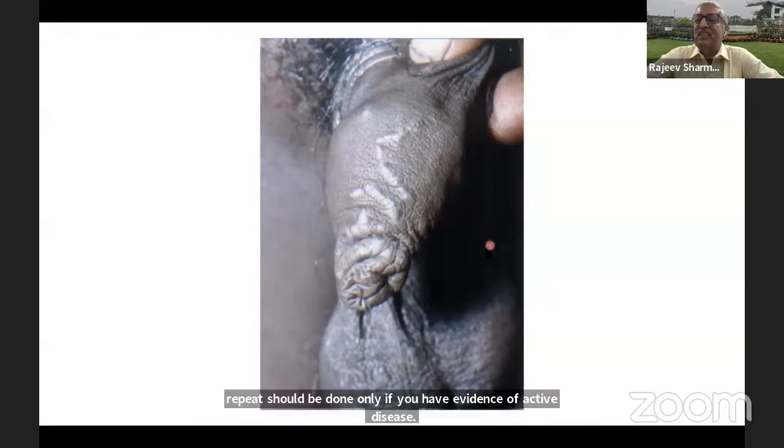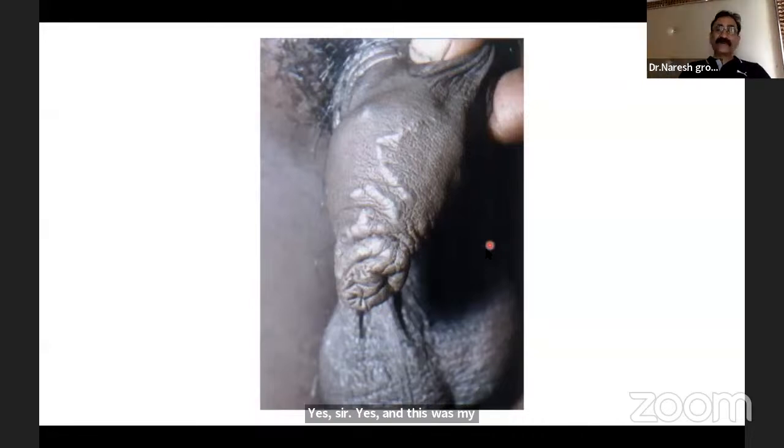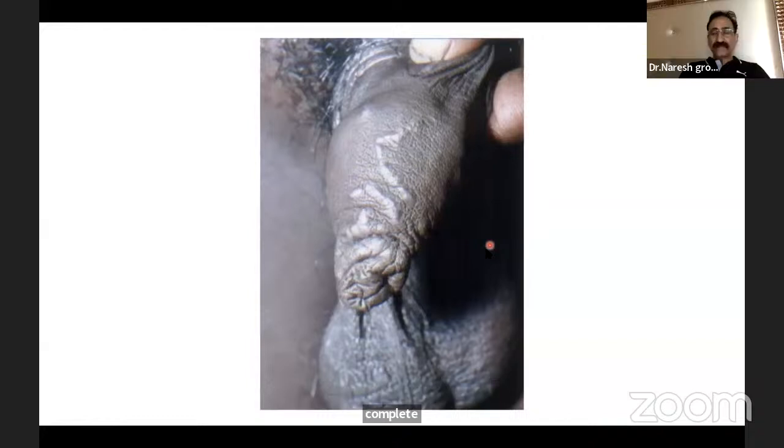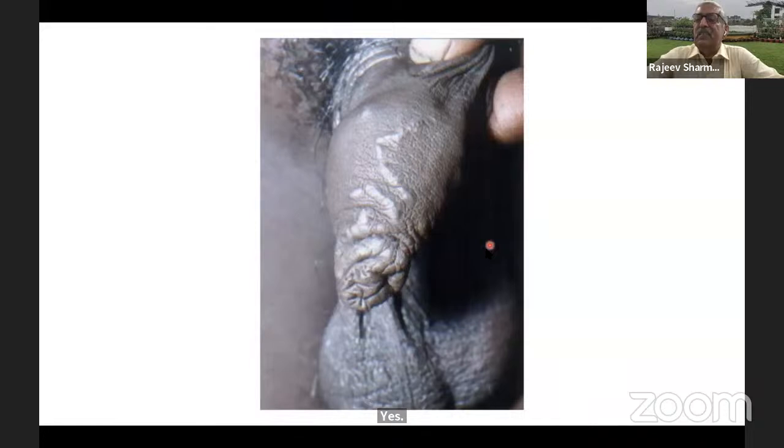Yeah, Dr. Naresh, you asked a question. Yes, sir. This was my question. So even if we take all these precautions, apply this medicine overnight after a hot water bath and drying the skin, apply all over the body, below neck. So in spite of this, sir, many patients come with recurrence or incomplete cure. Yes, sir, I understand. The itching goes after 6 weeks. That's right, sir. So what about the lesions? They should go. The lesions also subside after 3 weeks at times.